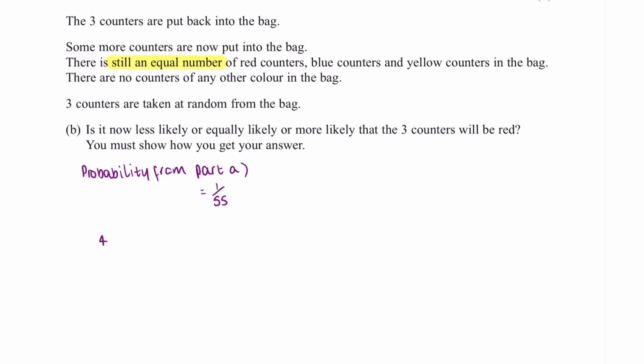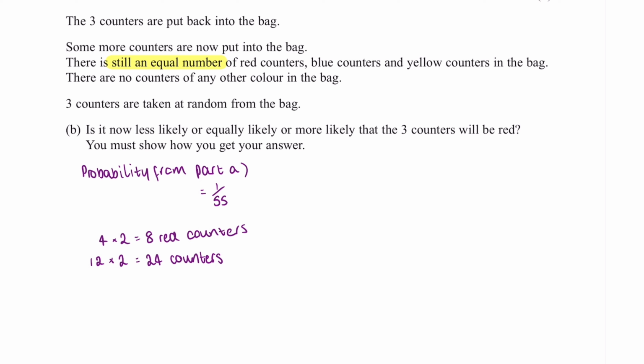So there were 4 red counters in total before, and if we times this by 2, this gives us 8 counters. And if there were 12 counters in total from the previous question, and we times this by 2, this tells us that there are 24 counters in total. So now what we need to do is work out our probability.